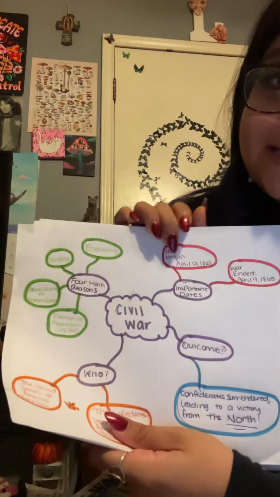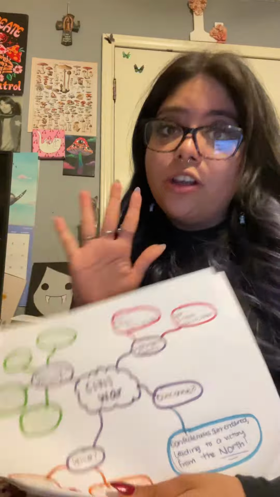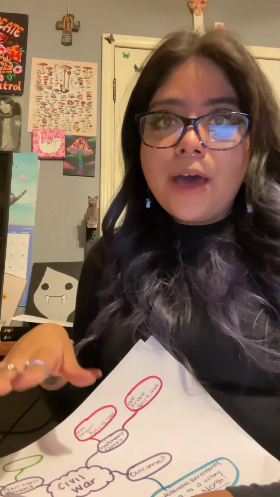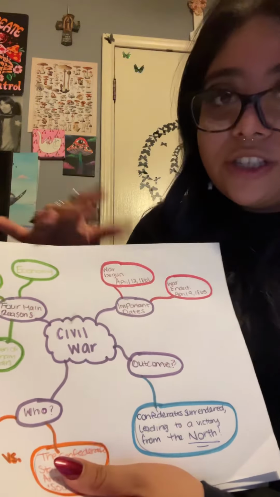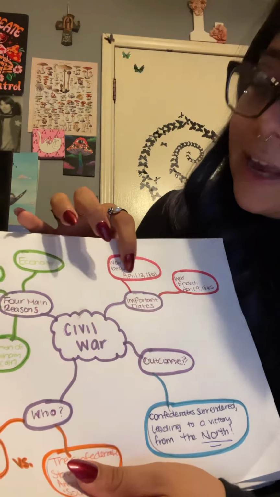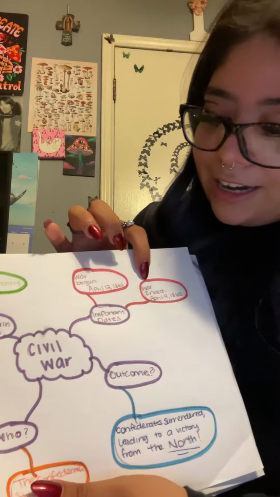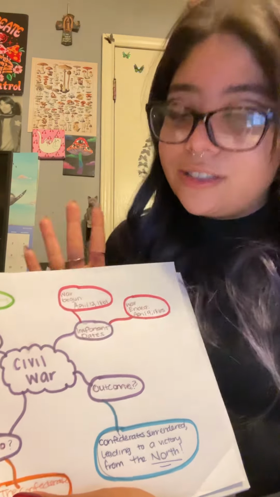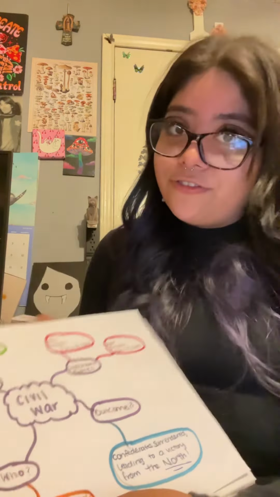Okay, so now we're going to go to the important dates. There were actually a lot of important dates because there were a lot of small battles in the Civil War, but we're going to be focusing on the big war, which is the main one. The war began on April 12, 1861, and it ended just 4 years later on April 9th, 1865. So it was a pretty long war.